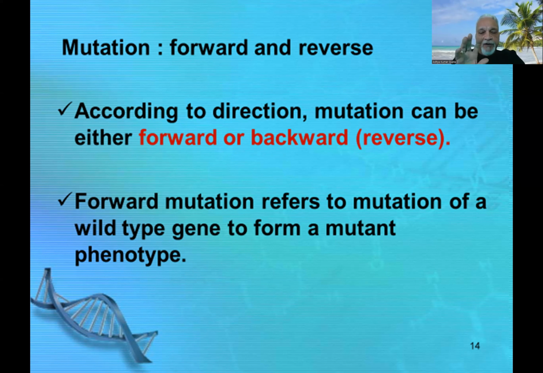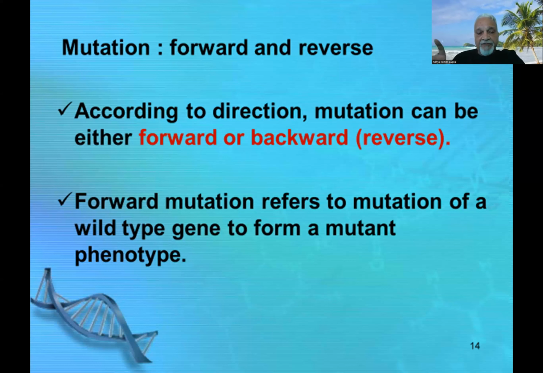For example, in a pro plus population of E. coli cells, if you observe a pro minus phenotype, it means it is a mutant and it is a forward mutation from wild type to mutant type, from pro plus to pro minus. Okay, so it is a forward mutation.